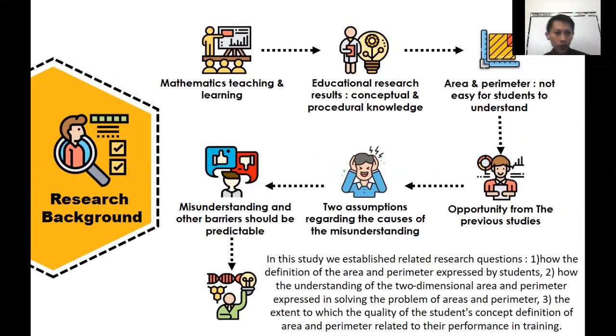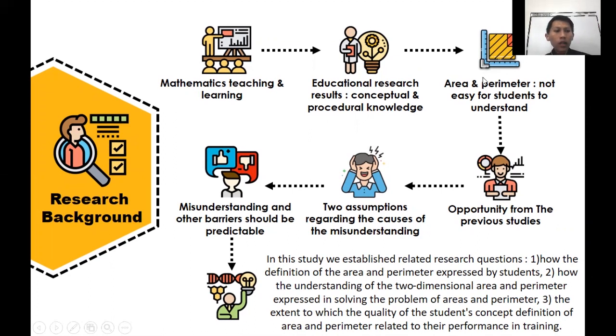First, we know that mathematics teaching and learning is continuing to transform by involving the application of the results of educational research. In educational research, mathematical knowledge can be analyzed by two important components, namely conceptual knowledge and procedural knowledge. They have a position not only in the investigation of mathematical knowledge, but also in the development of mathematics learning, including on the topics of area and perimeter.